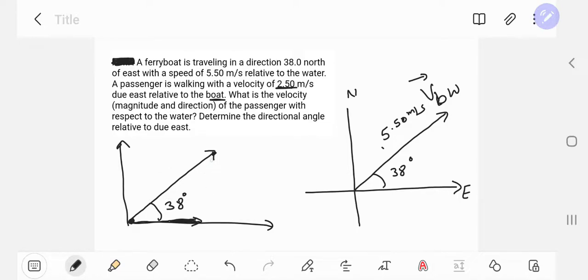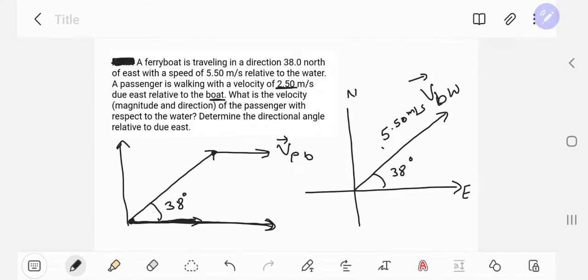And I will show you how we're going to choose the direction of the person. So the person is going along the east, right, this direction. So this direction will be parallel to this direction as well, right? So that means the person is going with respect to the boat, because this is the direction for the boat. So the person is going due east. So this is the person's velocity, right? And the person is going with respect to the boat. So this is the boat, and these are the two vectors we needed.